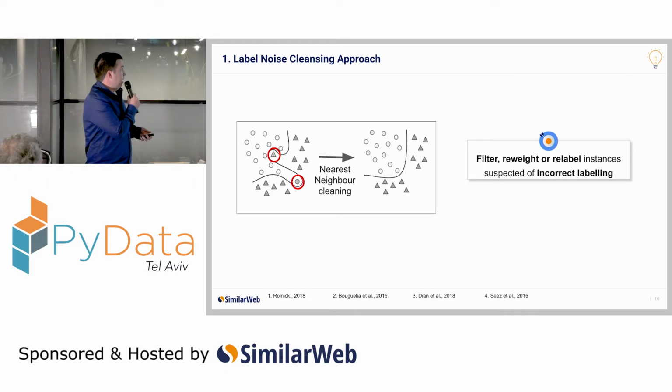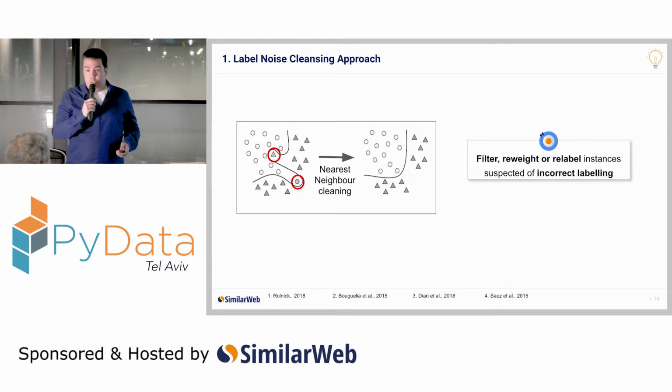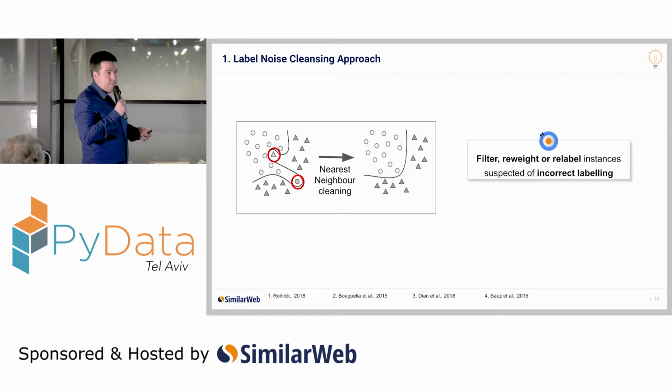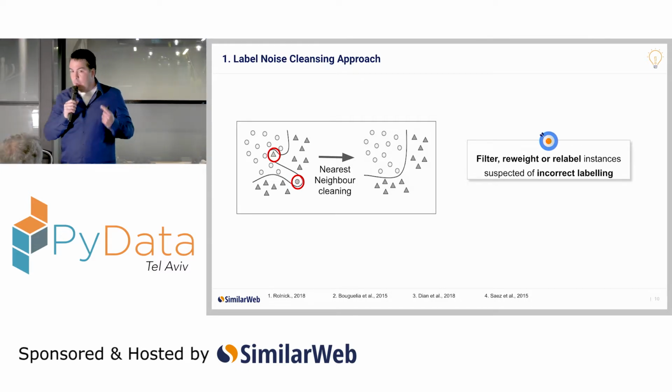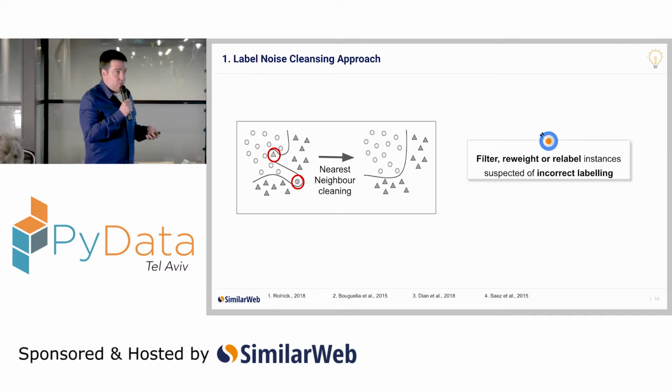The first is the cleansing approach. It is based on detecting instances which are suspected of label noise. Once these instances are detected, you can either filter them out, reweight them, or relabel them based on the label the model thinks is right.